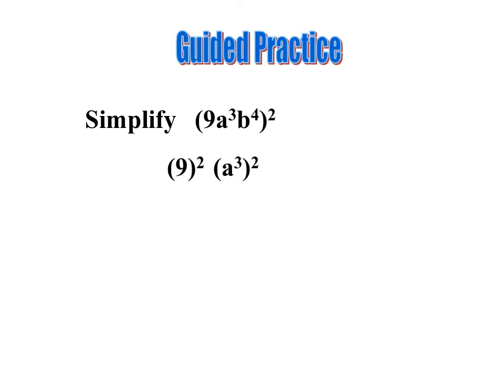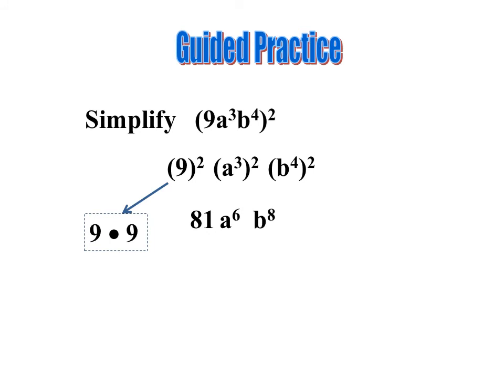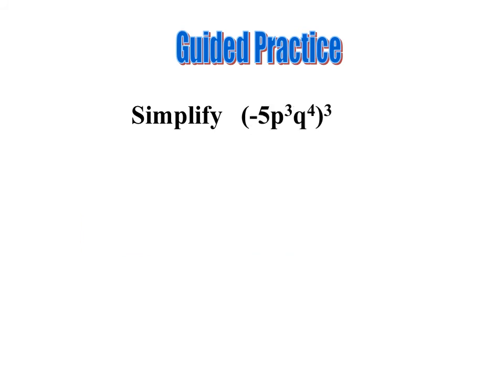9 raised to the second, a to the third raised to the second, b to the fourth raised to the second. 9 squared should be 81. A to the third raised to the second, I should get a to the sixth. And b to the fourth raised to the second, I should get b to the eighth. Try this one.